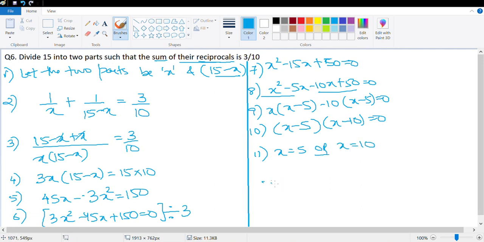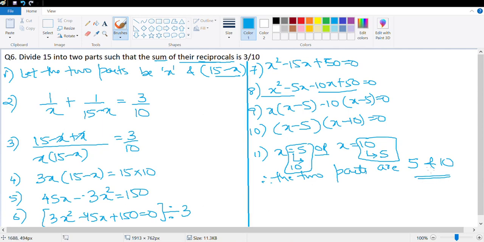So therefore the two parts are 5 and 10. When x is equal to 5, 15 minus x will be 10, and when x is equal to 10, 15 minus x would be 5. So these are the two possible options, 10, 5 or 5, 10, which is basically what I've written. Good, let's look at the next question.